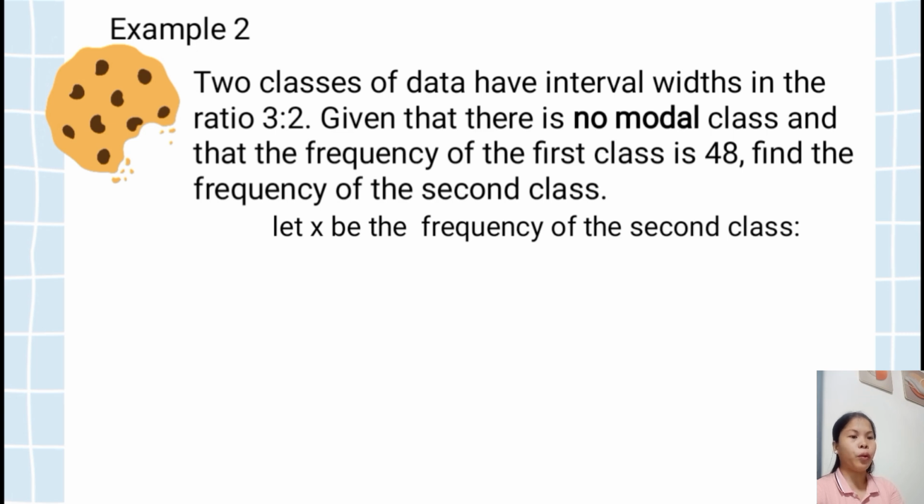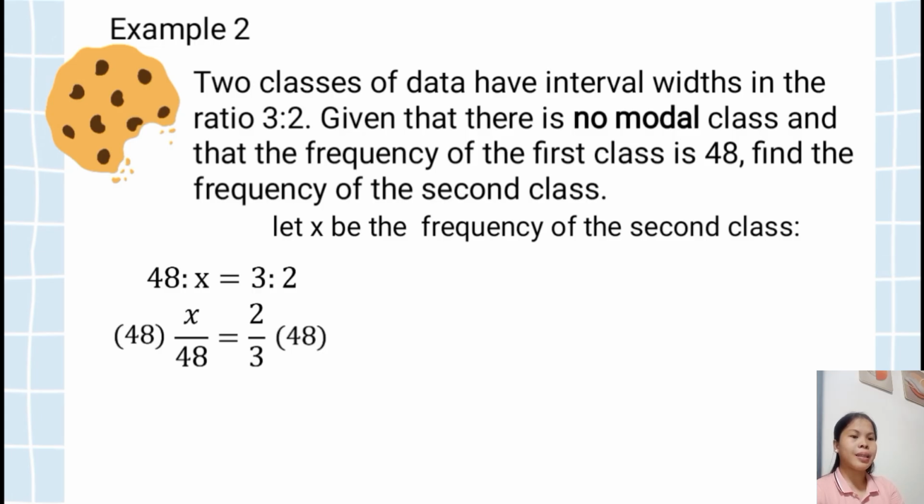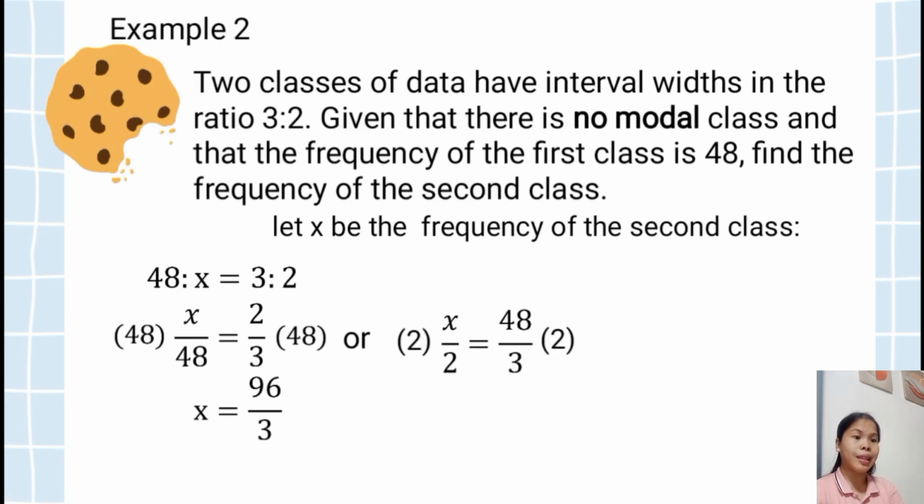So let x be the frequency of the second class. So 48 is to x is equal to 3 is to 2. So we can have here x divided by 48 is equal to 2 divided by 3. So we can multiply both sides by 48. So that gives us x is equal to 96 over 3. Or we can have x divided by 2 is equal to 48 divided by 3. Then multiply both sides by 2. Then we can also have x is equal to 96 over 3.